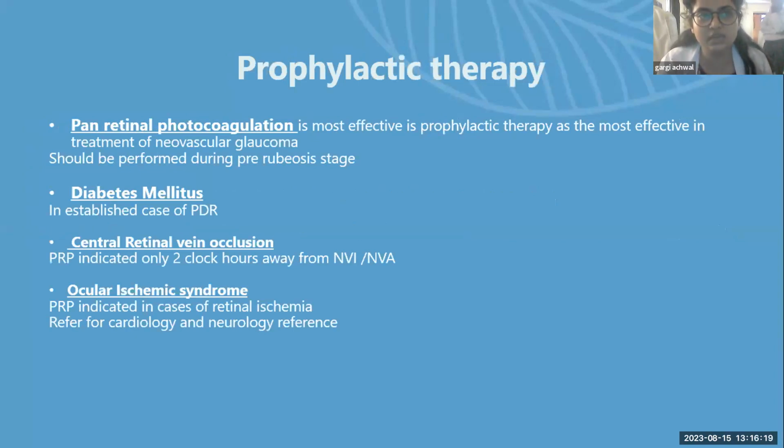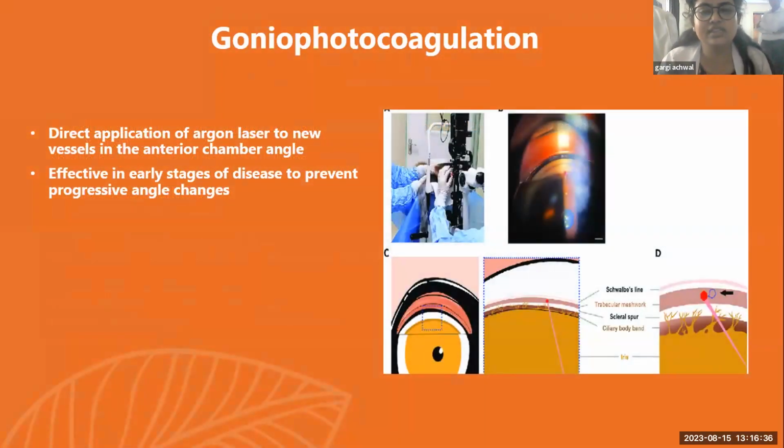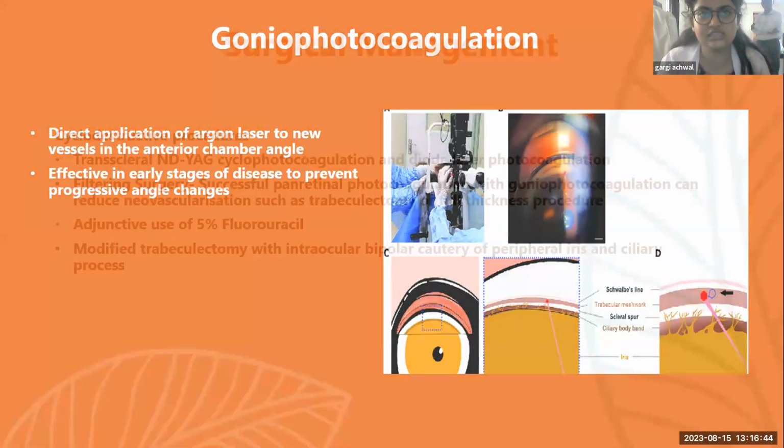Prophylactic therapy should be the main goal, wherein PRP or panretinal photocoagulation is very commonly preferred. This is preferred in three main settings: diabetes mellitus, CRVO, and ocular ischemic syndrome. Ideally, it is effective in the pre-rubeosis stage. Gonio-photocoagulation, wherein an argon laser is applied directly at the angle of the anterior chamber, helps in preventing the progression of the disease.